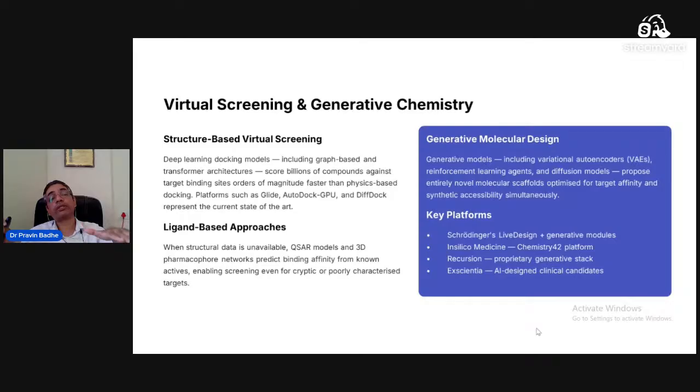So once you have done the in silico work and got the molecules, you can take it towards generative molecular design and propose an entirely new molecule with a scaffold which can be optimized for the target, and it will help us to understand the target affinity with that molecule. So that is where it has moved. It is not only doing the virtual screening, but also making sure that it can propose completely novel analogs of the molecules that can be optimized for that target.